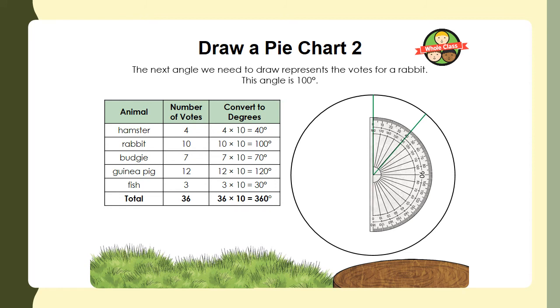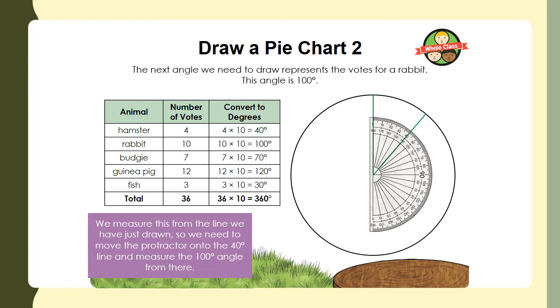The next angle we need to draw represents the votes for a rabbit, but this angle is 100 degrees, so we're going to need to turn our protractor. Now we've turned our protractor, still making sure that the center of our protractor is in line with the center of our circle, but making sure now that our 0 is sitting on the line that we're going to be starting from, the line that we just drew. Now that we're at 0 there, now we can draw and measure our 100-degree angle. And there we have it. We have our 100-degree angle. That represents the rabbit.